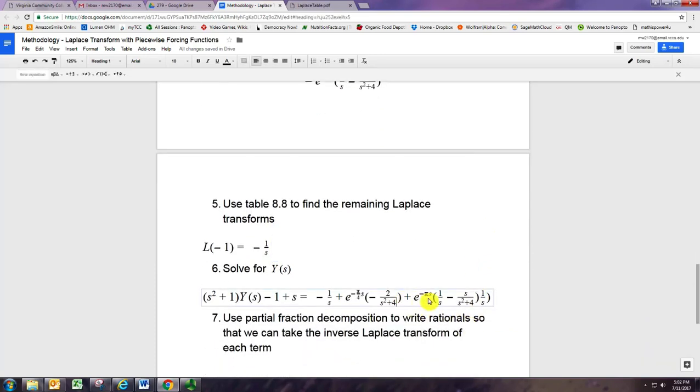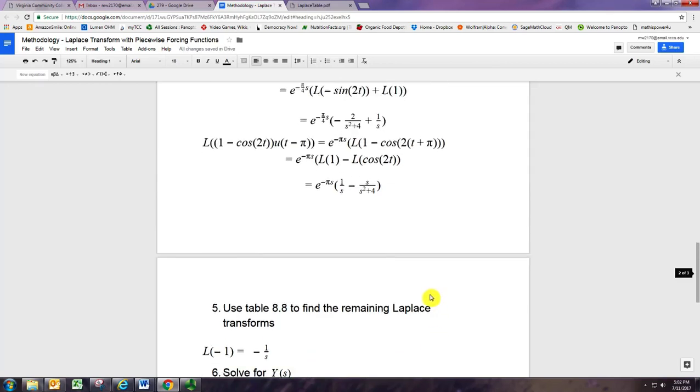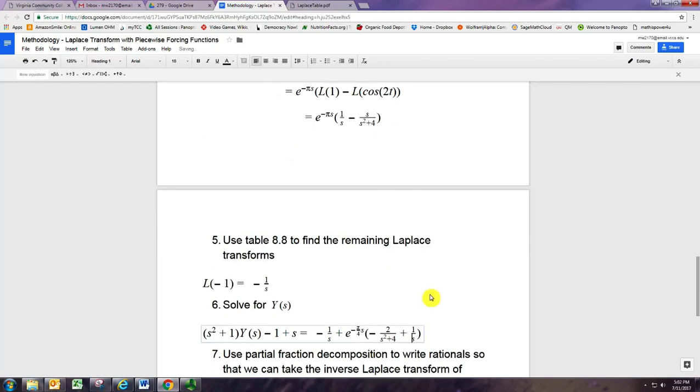Looks like we had a little bit of a problem with pasting that in.